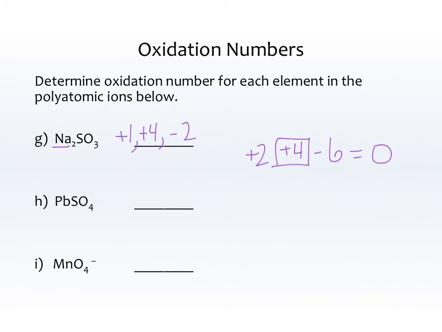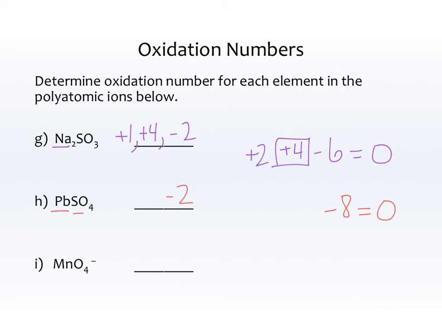For the next one, again, it equals 0 because there's nothing that's written in the corner. Oxygen is negative 2, and there's 4 of them, so that's a total of negative 8. And then I get stuck because now I have a Pb and an S, and neither one of them are on my things to remember.